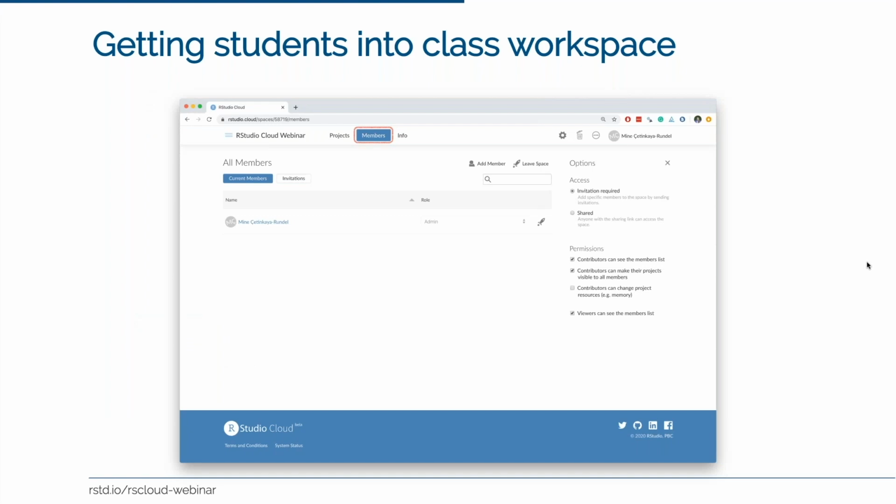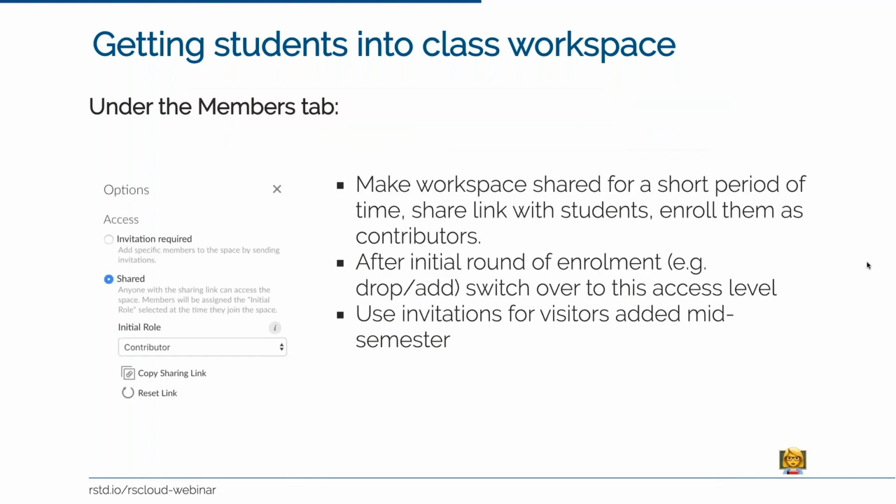The next step is thinking about who is going to be in the workspace. So how do I get students into a class workspace? There's a tab called Members. If I click on that, you can see that currently I myself am the only person in this workspace, and my role is noted as admin. And on the right-hand side, you can see a bunch of options. So let's drill down into those.